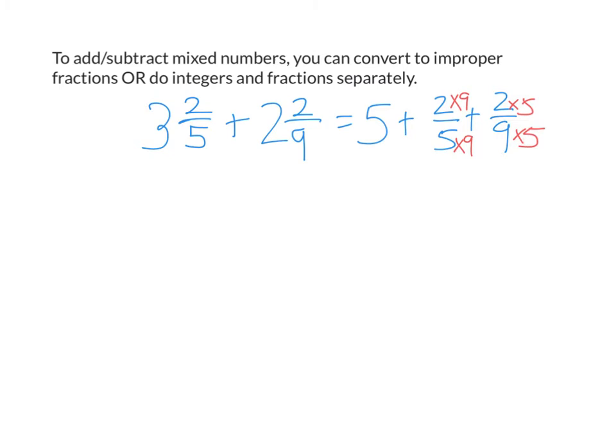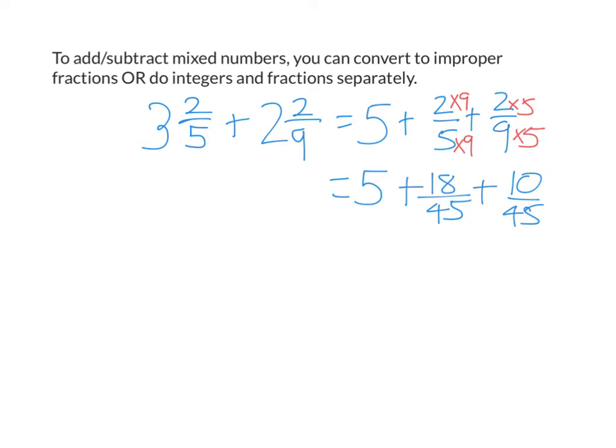So if I multiply bottom by 9, I need to multiply the top by 9 to keep it an equivalent fraction. Similarly, if I multiply bottom by 5, I need to times the top by 5. So I'm going to leave this integer alone for now. So 2 times 9 is 18, 5 times 9 is 45. 2 over 5 is the same as 18 over 45. These two fractions are the same. So now I go 2 times 5 is 10. 9 times 5 is 45. 2/9 and 10 over 45 are the same.